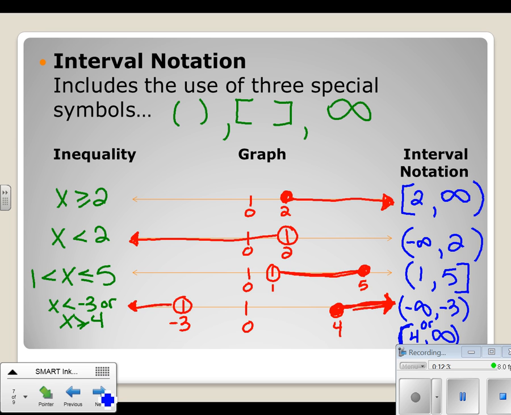So here you can see our inequalities and compare that with the graphs, and then you can compare that to the interval notation that uses parentheses, and that parentheses means the endpoints are not included. The brackets means the endpoints are included, and then we have infinity, which we can have in the positive direction and then in the negative direction as well.